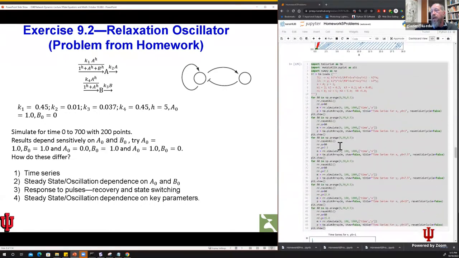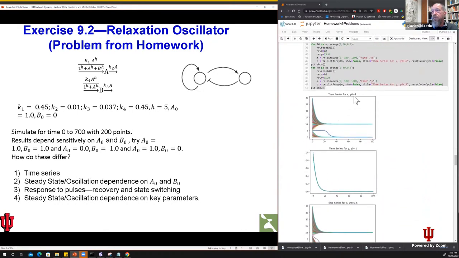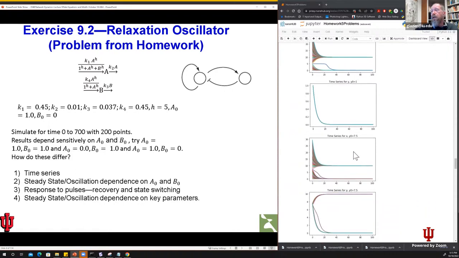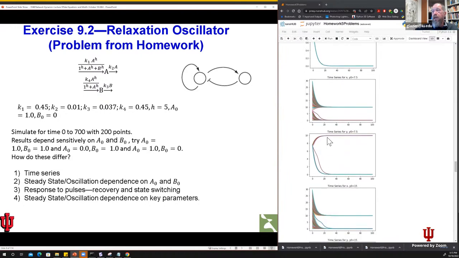And so now I can do those scans, and here I'm scanning A for B equal to one, and I see that I only get steady states. I have a low steady state and a high steady state. B always goes to a low value, no matter what. Here I go up to B equals 7.5. In this case, I see A goes to a high steady state or a low steady state, and depending on the initial value of A, B goes to a high steady state or a low steady state. So here I get a choice.